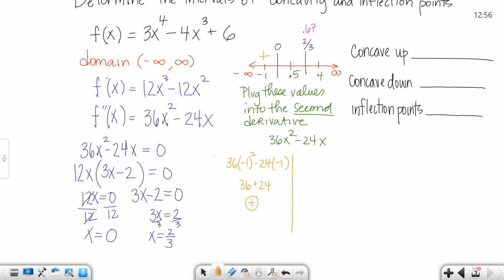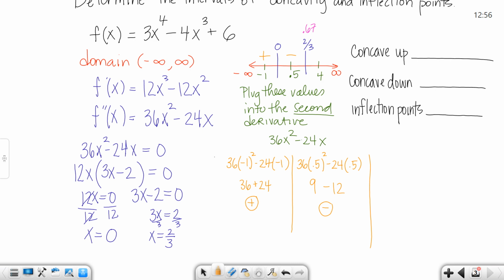Let's plug in 1/2, or 0.5. 36 times 0.5 squared minus 24 times 0.5, or 1/2, however you wanted to write it. This would be 36 times 1/4, or 0.25, which would give me 9. And this would be 24 times 0.5, which would give me 12. So that would be a -3. More importantly, it is negative.